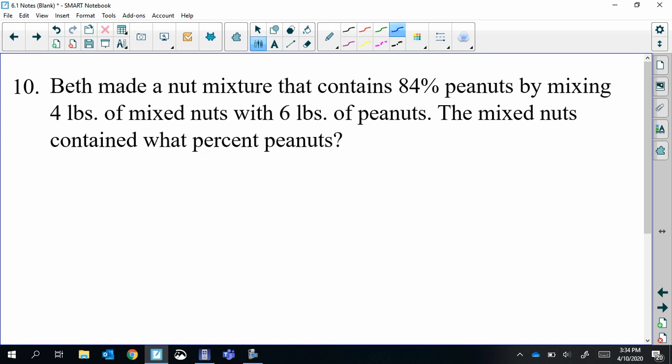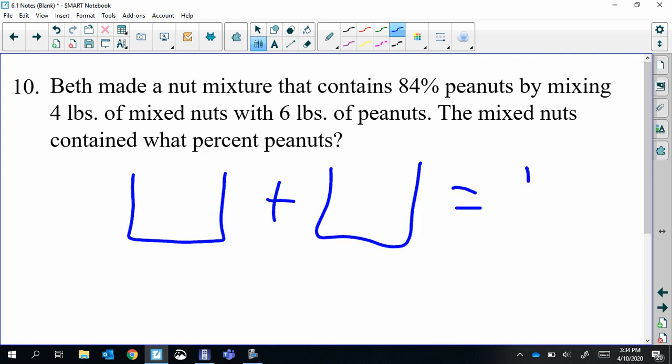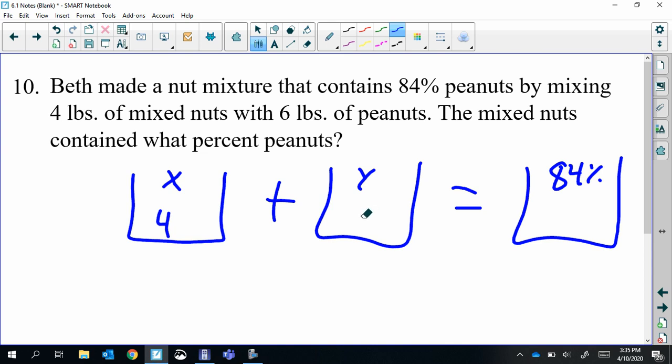All right. Same idea, we're mixing together a couple of things. She made a mixture that's 84 by mixing two different things together. Now for this one, we don't know the percentages, so that will go on top. But we do know we had 4 pounds here and 6 pounds. I'm mixing 4 pounds of mixed nuts with 6 pounds of peanuts. The mixed nuts contained what percent peanuts?